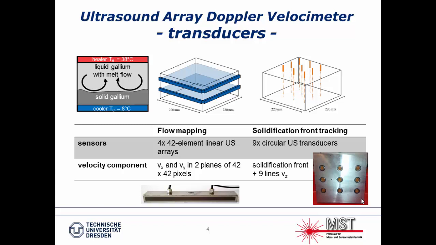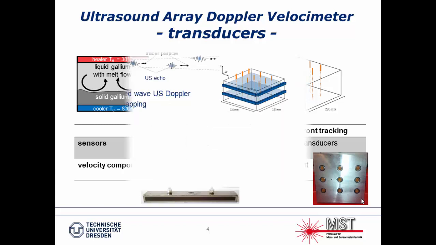Well, then we want to do the solidification front tracking. Therefore, we have 9 transducers placed on top of the melt. The transducers are mounted inside the heater like this. We need 9 sensors because the solidification front is not just a plane which is moving from the bottom to the top. It has a shape which is not always what we intend or not as we expect, so we need to measure the position and the shape of the solidification front.